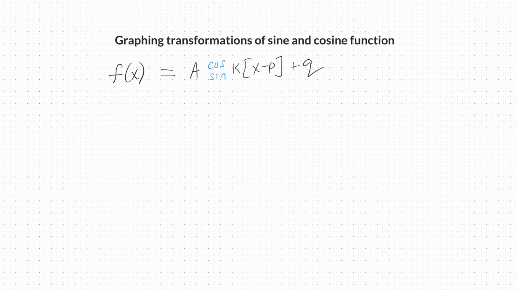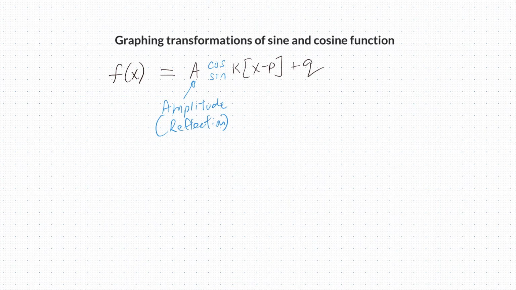So in today's video, we're going to graph transformations of sine and cosine. Let's recap some of the features of what A, K, P, Q actually tell you about the function. Let's begin with the A. The A tells you the amplitude. It tells you the height of the bump and the height of the valley of the function. So amplitude. And it also tells you something about the reflection, depending on whether there is a reflection or no reflection.